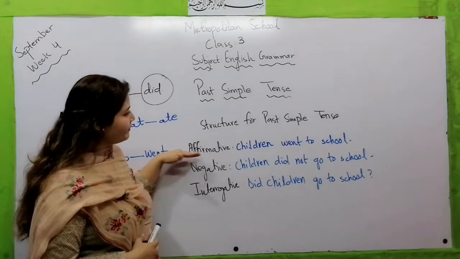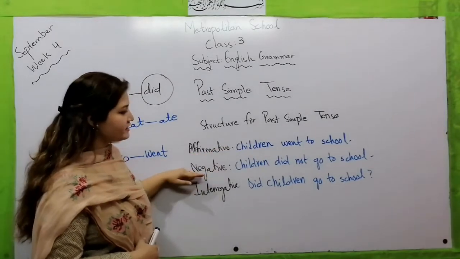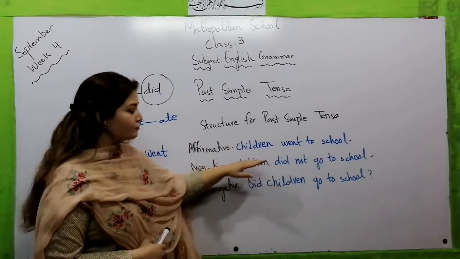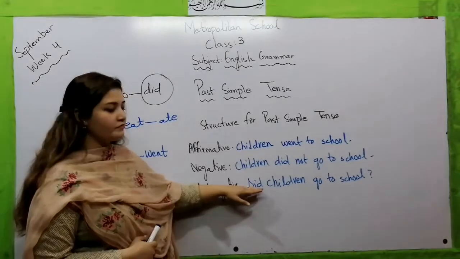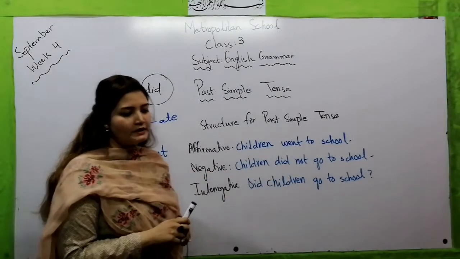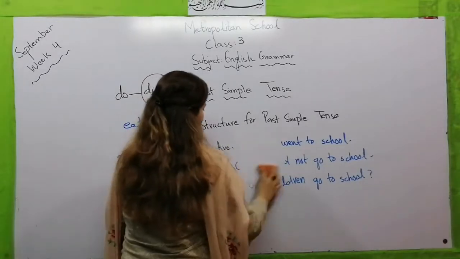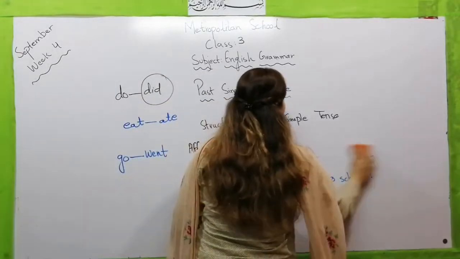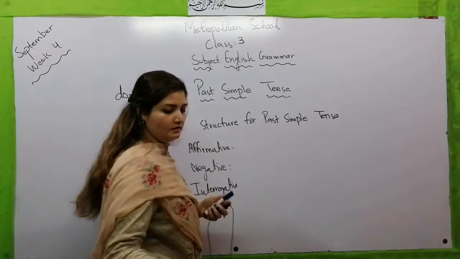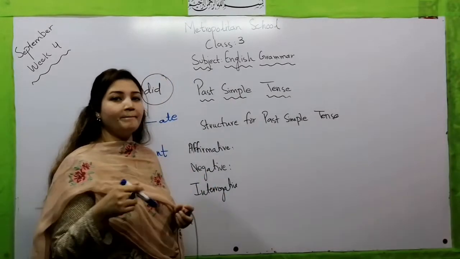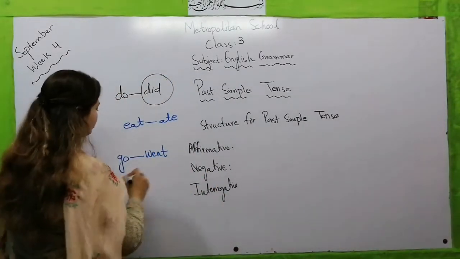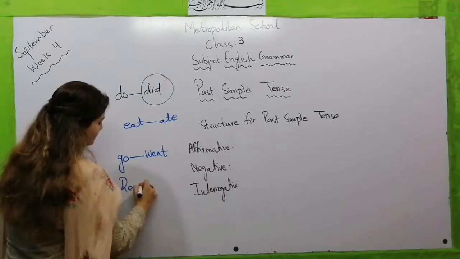Alright. So for the affirmative, children went to school. Negative, children did not go to school. Interrogative, did children go to school? Now let's move towards the next translation. सारा ने किताब पढ़ी. Now for this word पढ़ी, we have the verb as read.